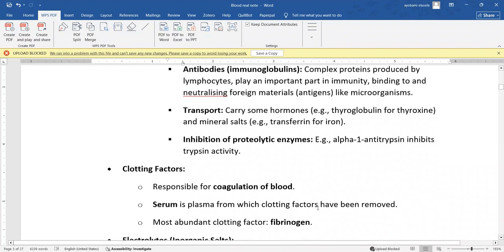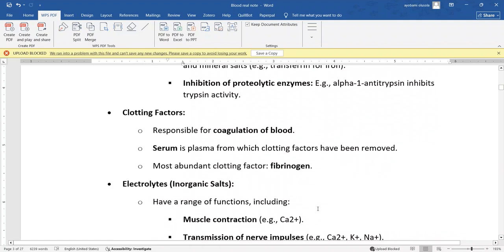So let's talk about another type of protein, fibrinogen, which is also a plasma protein. This fibrinogen is actually a clotting factor and is the most abundant clotting factor. So it is responsible for coagulation, blood coagulation.